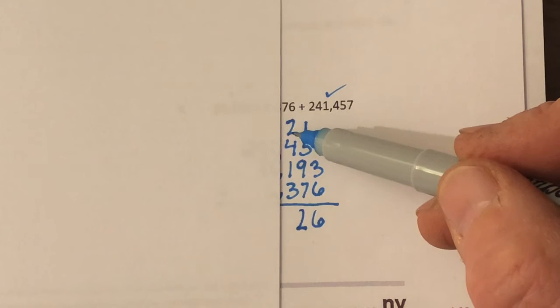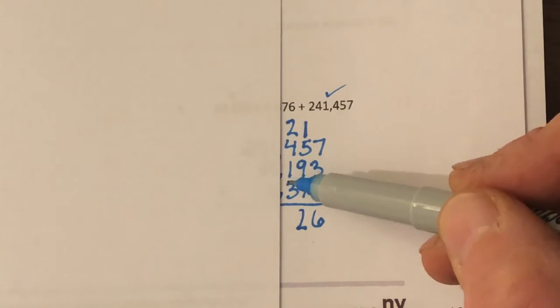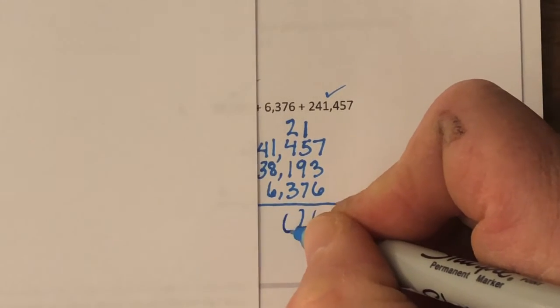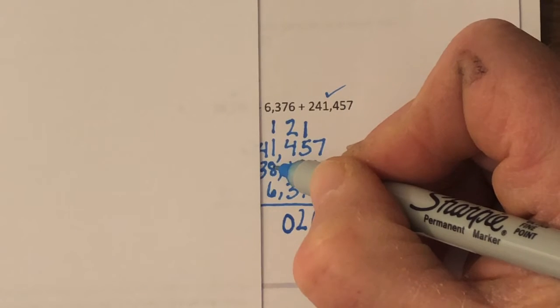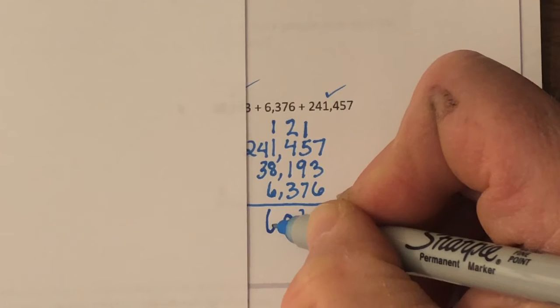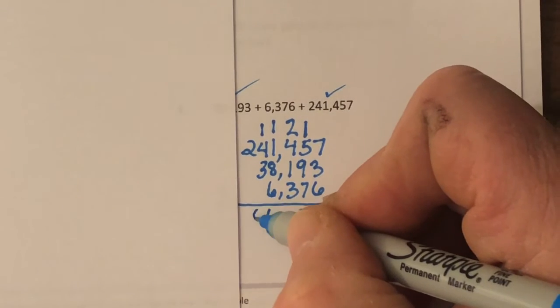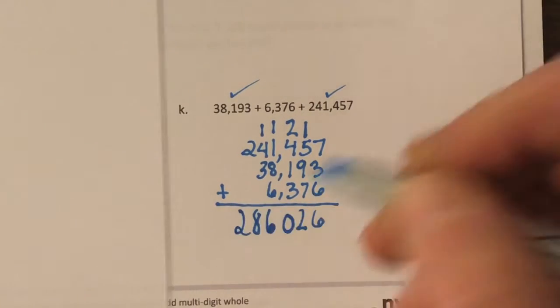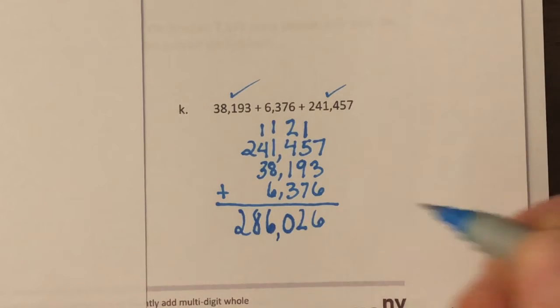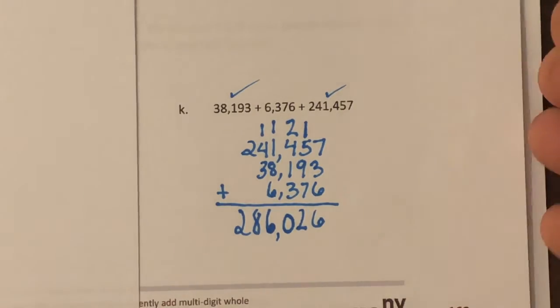I look here, I see 2 plus 4 is 6. 3 and 1 is 4. 6 and 4 is 10. Put down a 0, carry the 1. 1 and 1 is 2, plus 8 is 10, plus 6 is 16. Carry the 1. 1 plus 4 is 5, plus 3 is 8. And then finally, 2 plus nothing is 2. Then I go 1, 2, 3, comma. Here's my answer, 286,026. All right?